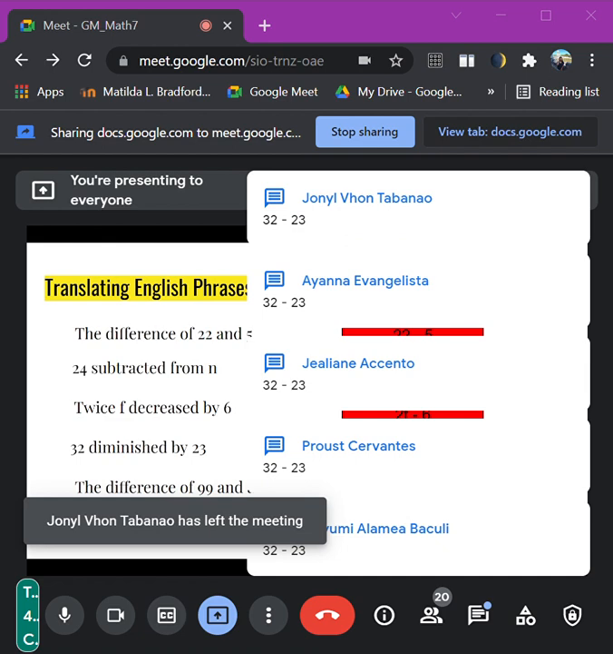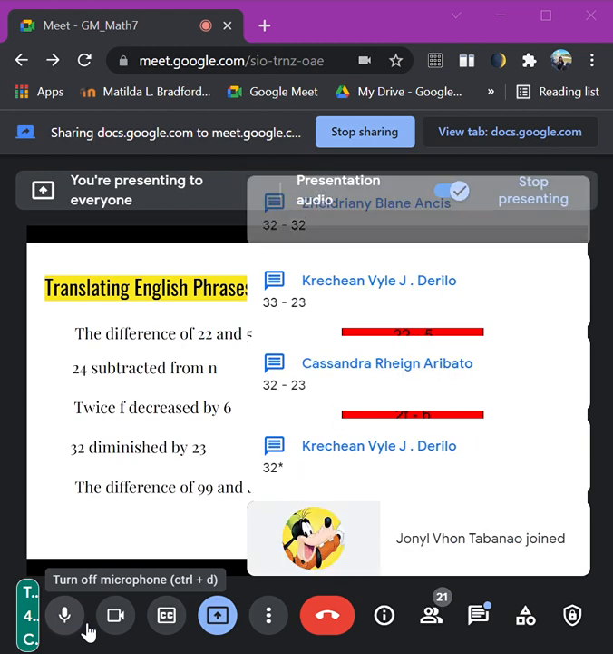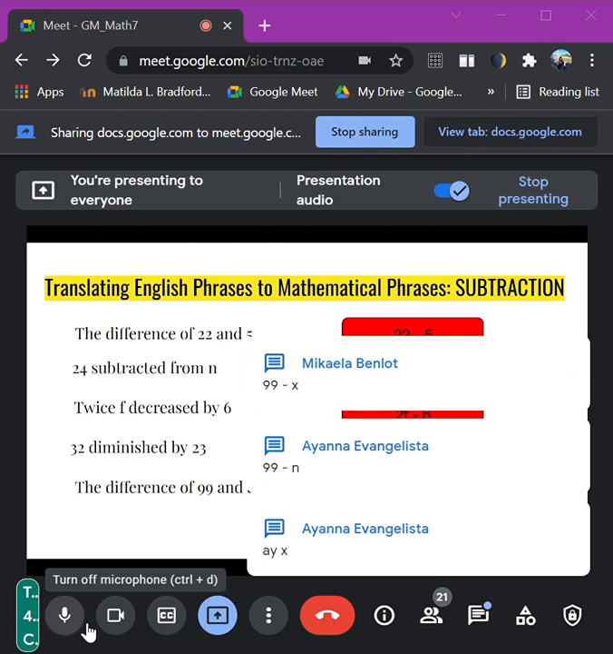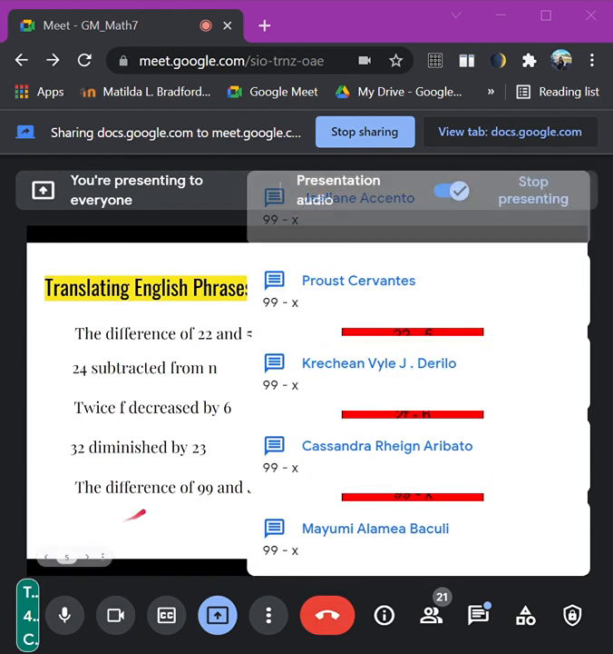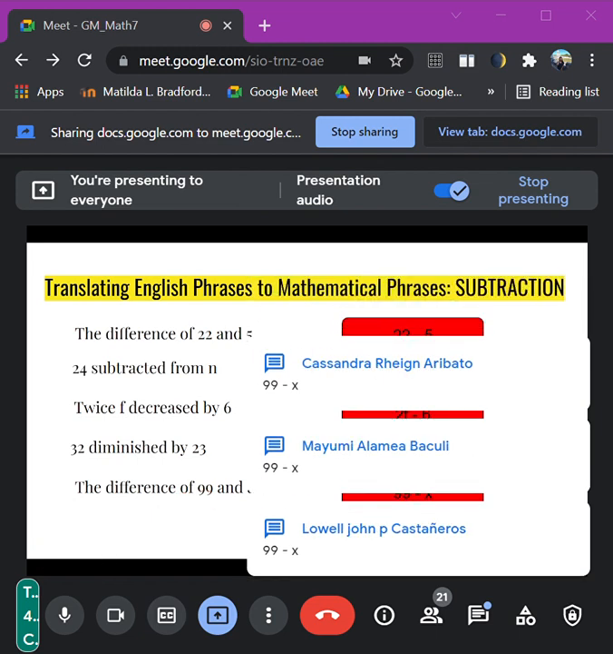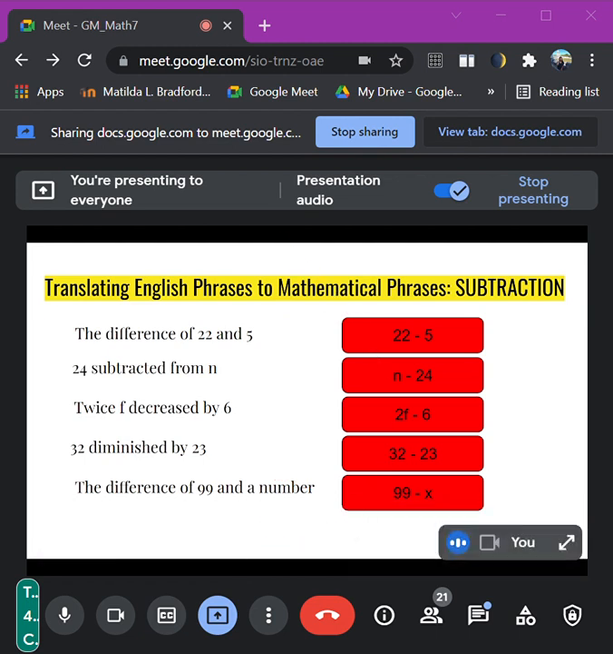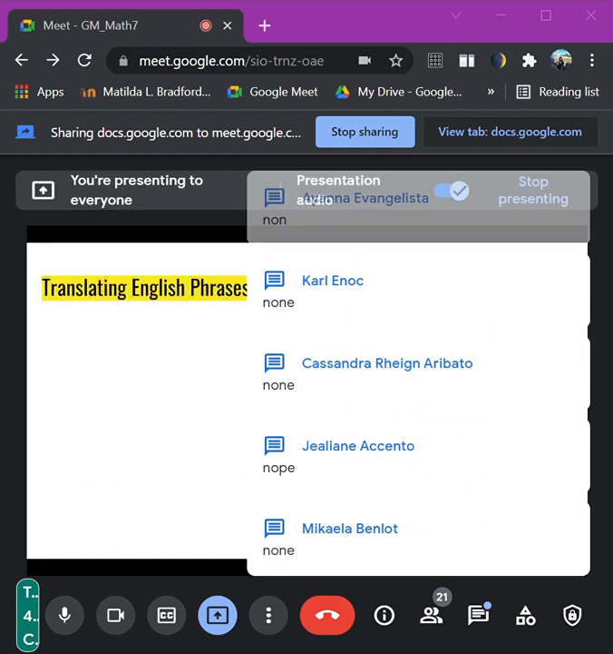And next one, the difference of 99 and a number. So you have there 99 minus x. In the difference of 99 and a number, you subtract the number from 99. Okay. So far, any questions for our subtraction? None, sir. Okay, none. Now, let's go to our multiplication class.